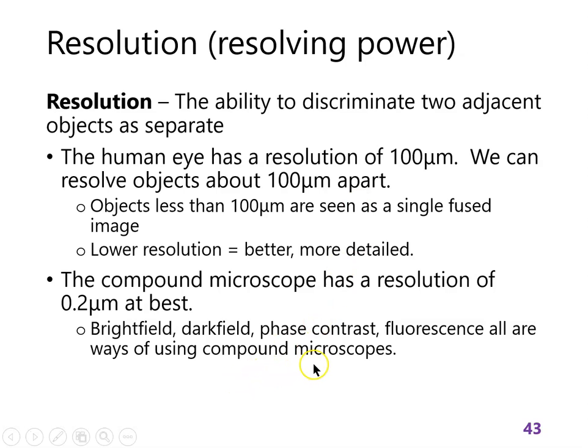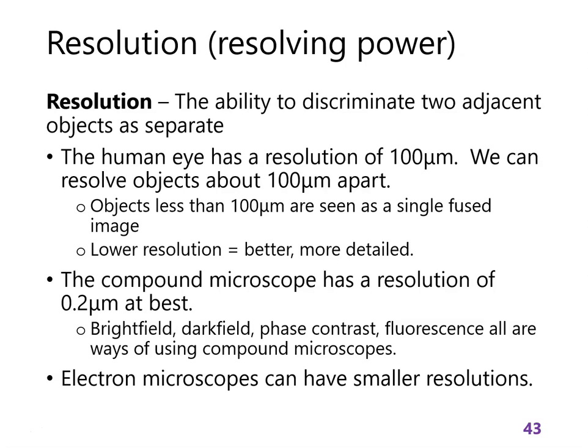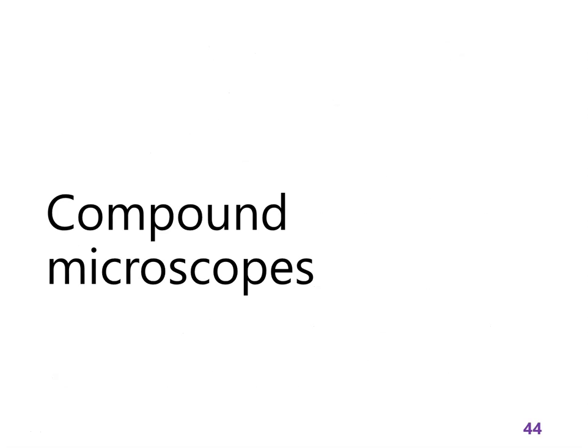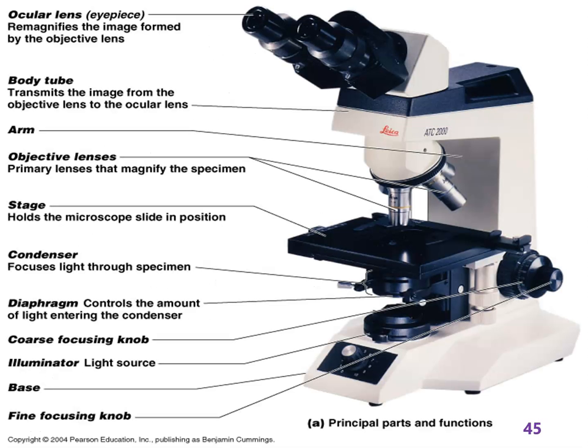Compound microscopes come in a lot of different forms, and these are what you have to know. Bright field, dark field, phase contrast, and fluorescence. These are all different ways of using compound microscopes. And then once we've gone through those, we will look at electron microscopes. So compound microscopes, you should recognize them.